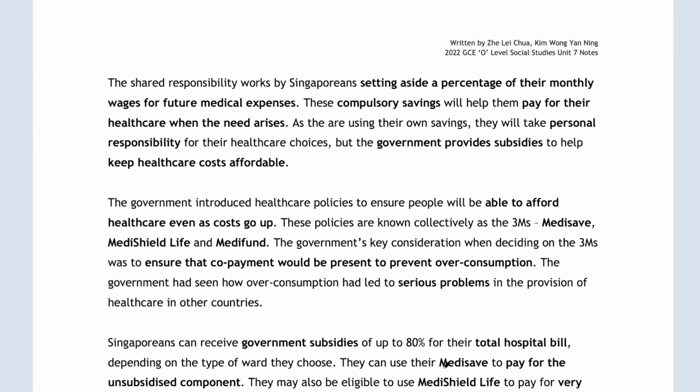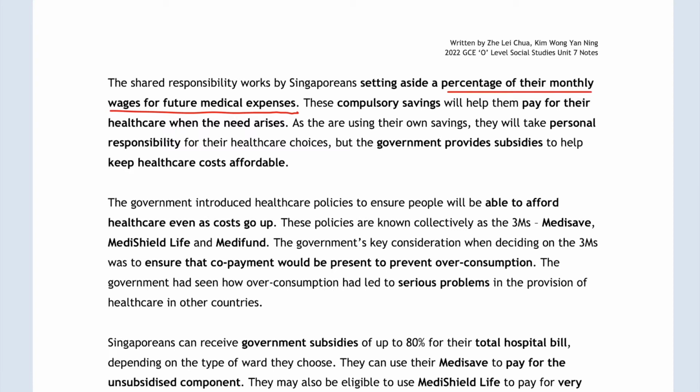So how shared responsibility works is that Singaporeans and the government both have responsibility in keeping the healthcare system in Singapore sustainable. For Singaporeans like you and me, we do this by setting aside a percentage of our monthly wages for future medical expenses. We'll talk about this in a moment. This is part of our monthly contribution; apart from CPF, there's also MediSave. This is part of our responsibility, so we can use these savings to pay for healthcare when the need arises. This is still our own money because we are earning it, we're just compulsorily putting it aside.